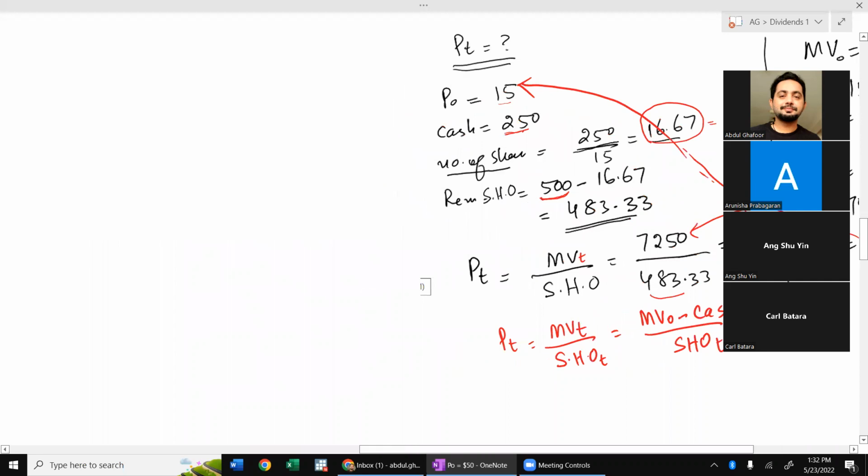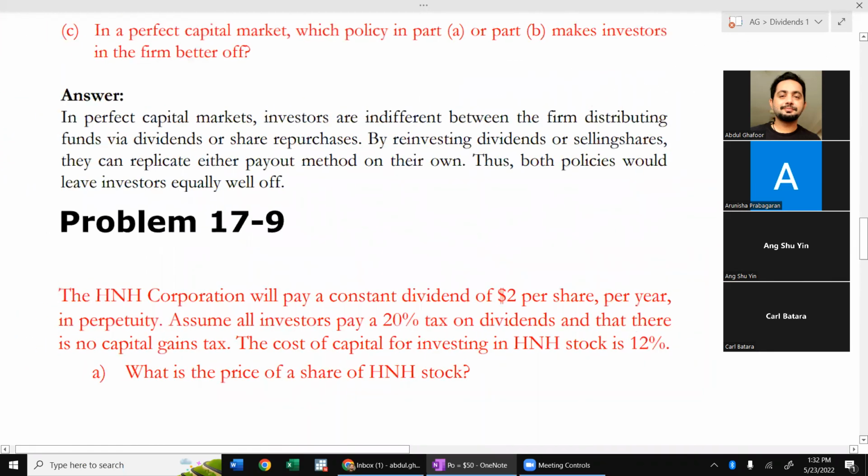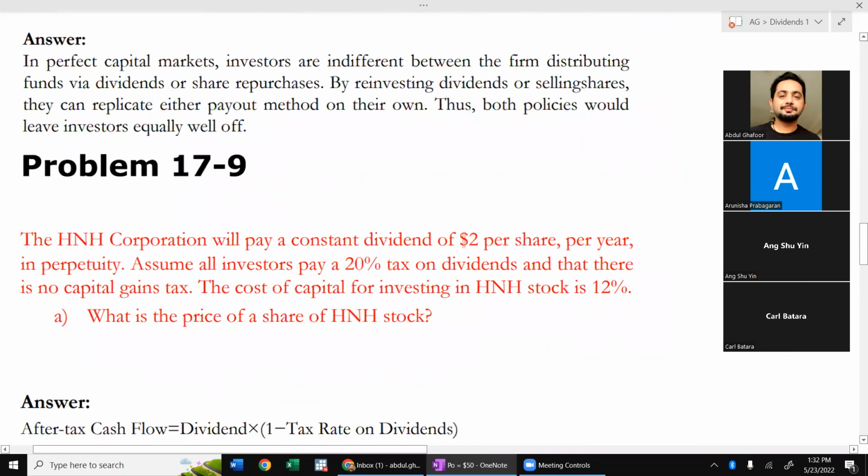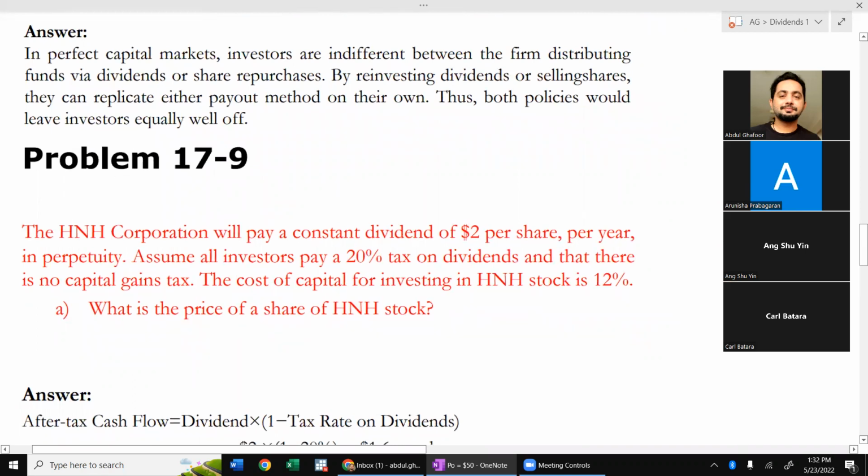Okay, so now let's get to our third question. The H&H Corporation will pay a constant dividend of $2 per share. As you see in this question, some dividend information is given, so you may go the traditional way of calculating the price. Instead of shares outstanding, you might go through P is equal to D divided by R minus G.